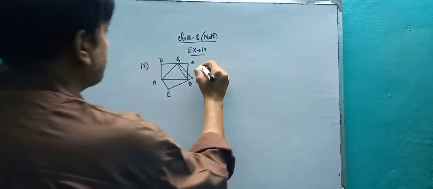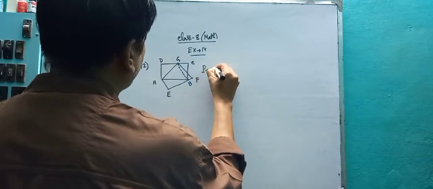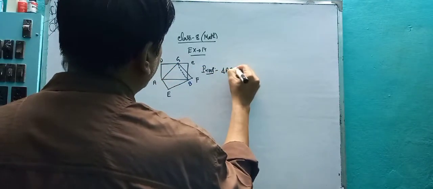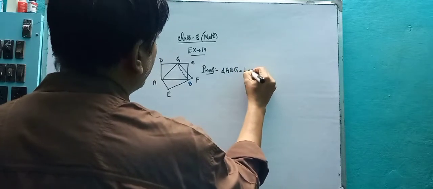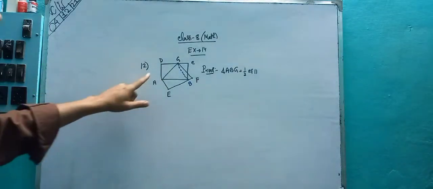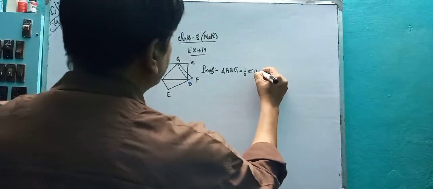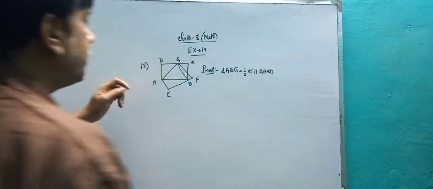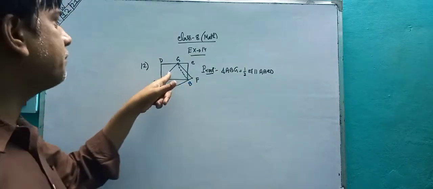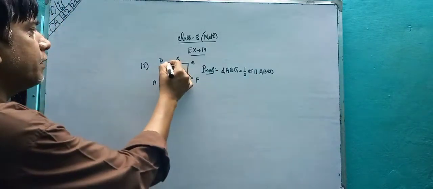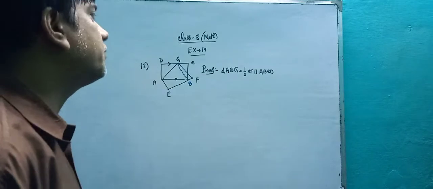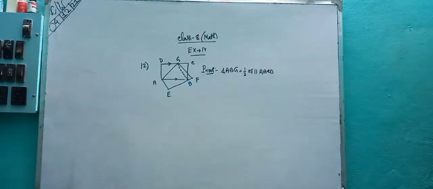Now, in case of the proof, triangle ABG. Think about that. Triangle ABG is equal to half of parallelogram ABCD. Why? Because already you know that if a triangle and a parallelogram are on the same base AB and between the same parallel lines AB and CD, then you can easily say that the triangle is half of the parallelogram.